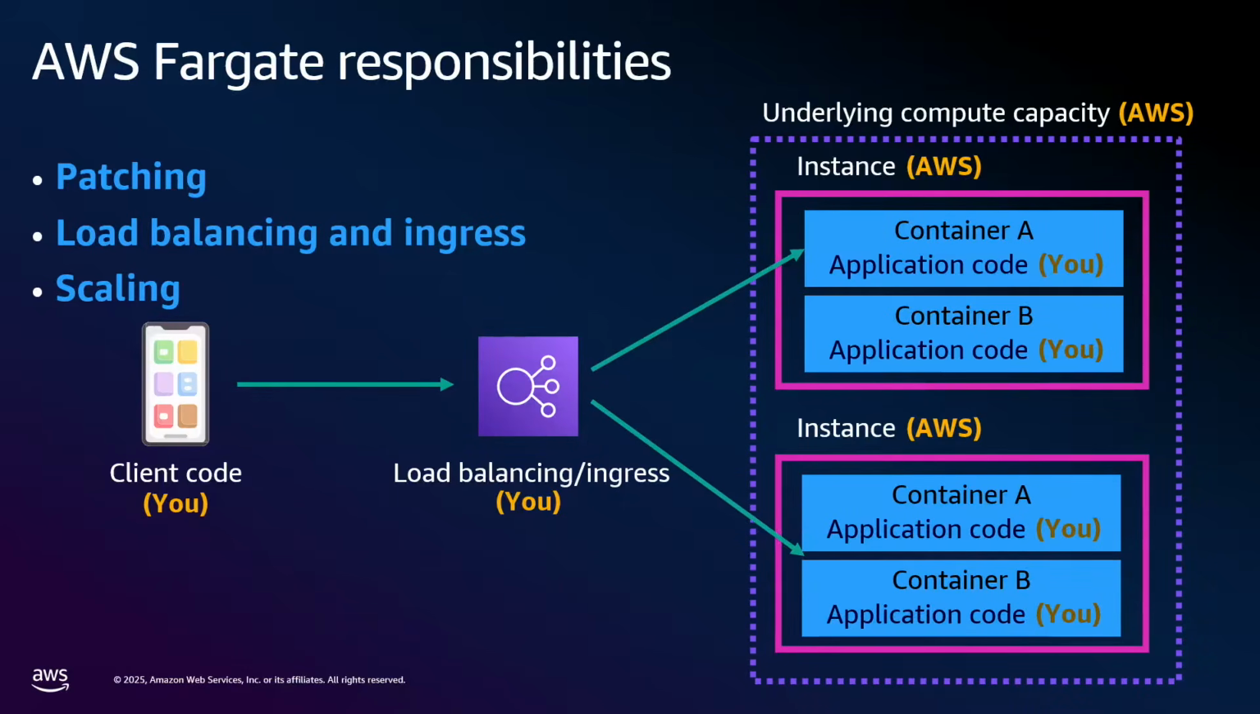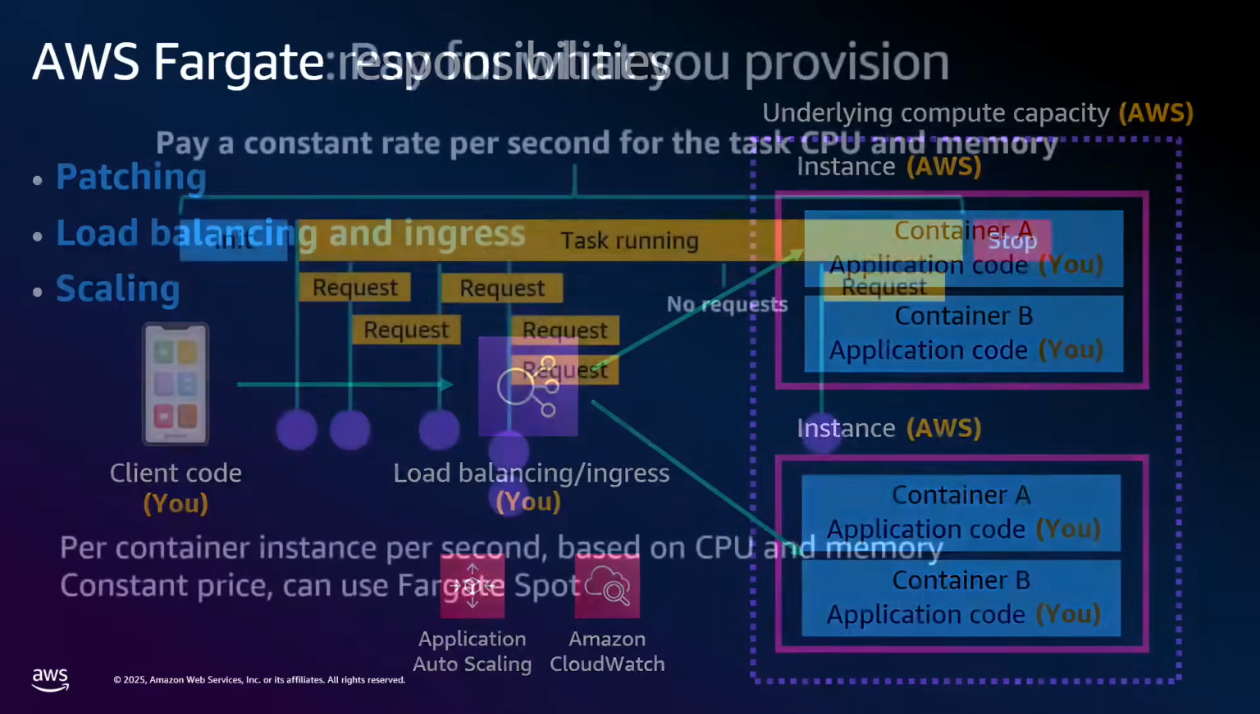And you take on more responsibility compared to running things on Lambda, because you have to manage your code, you have to manage the runtime, the libraries in the container, plus also handling load balancing and networking. And you can also control container scaling using auto-scaling with the help of CloudWatch, for instance.